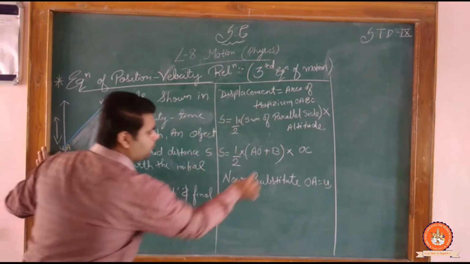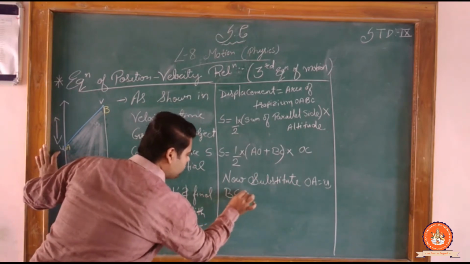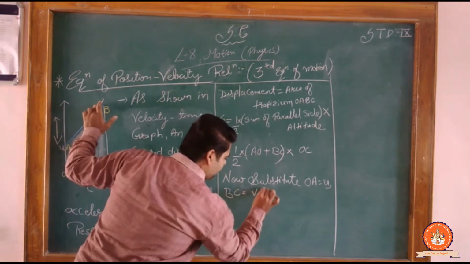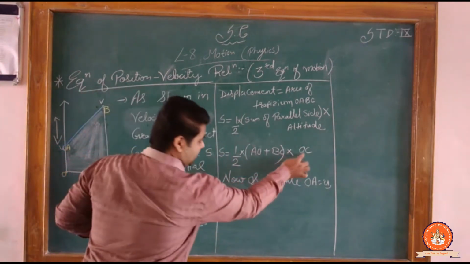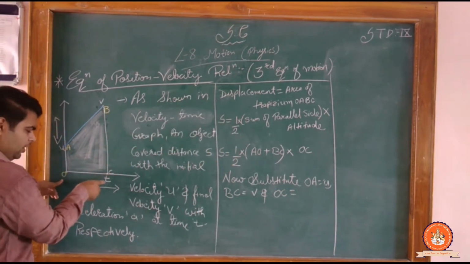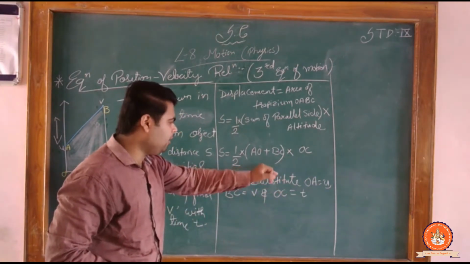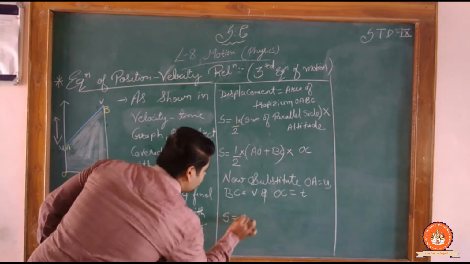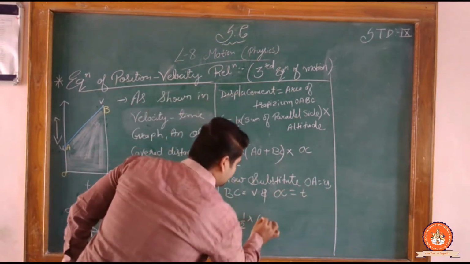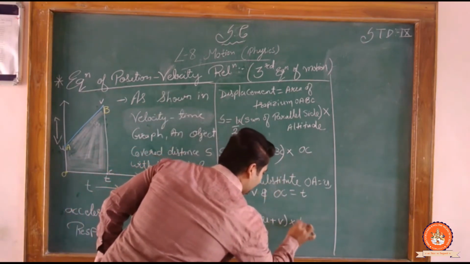Next, BC. Clear? BC equals what? BC is the final velocity, it's the v. And next is OC. We have OC, yes. OC equals T. Clear? These things we are going to substitute in the above equation. So A is equal to 1/2 multiplied by OA, which is U plus V, multiplied by T.